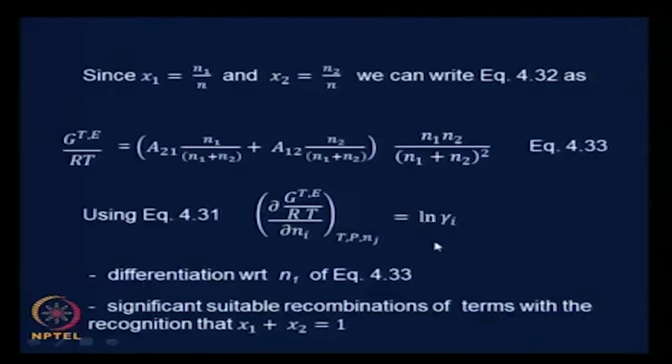Okay. By now you may be comfortable with the math and probably the algebra will take some time, that is okay, and hopefully you would have obtained, by doing the differentiation with respect to n1 and recombining significantly with the recognition that x1 plus x2 equals 1, ln gamma 1, please check whether you got this, equals x2 squared times [A12 plus 2 times (A21 minus A12) times x1]. This is how we can get an estimate of gamma 1 if we know A12 and A21 as a function of the mole fractions x1 and x2.